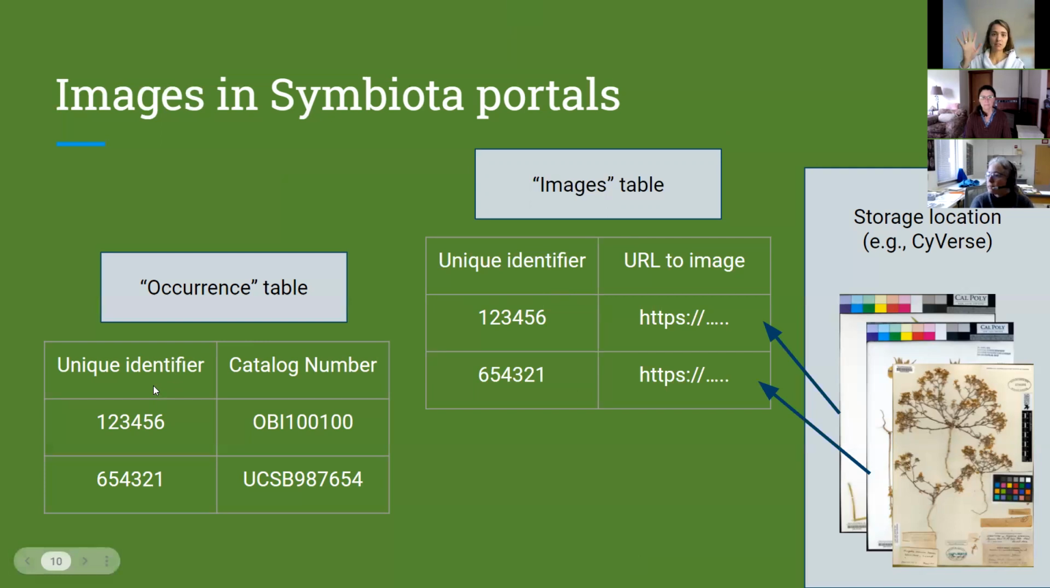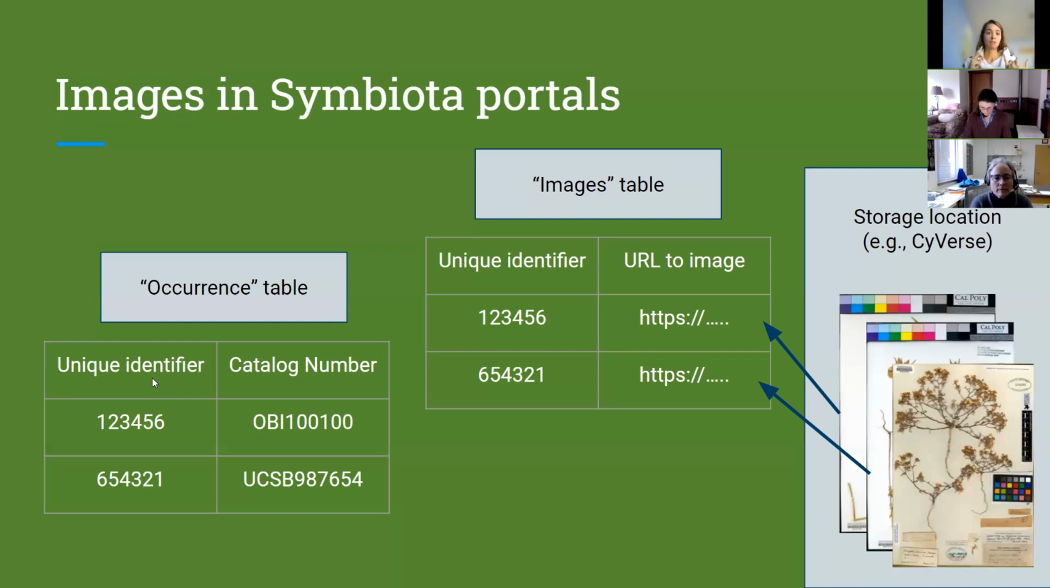So in your occurrence table, there's a list of unique identifiers, and then in the images table, there's a list of unique identifiers. The reason why you don't just have an occurrence table with another column that says image link is because you might have many images for one occurrence. And so that's what this database structure of having multiple different tables allows for, a one-to-many relationship, is what they call it. So one specimen can be associated with many images. And those are all in the images table.